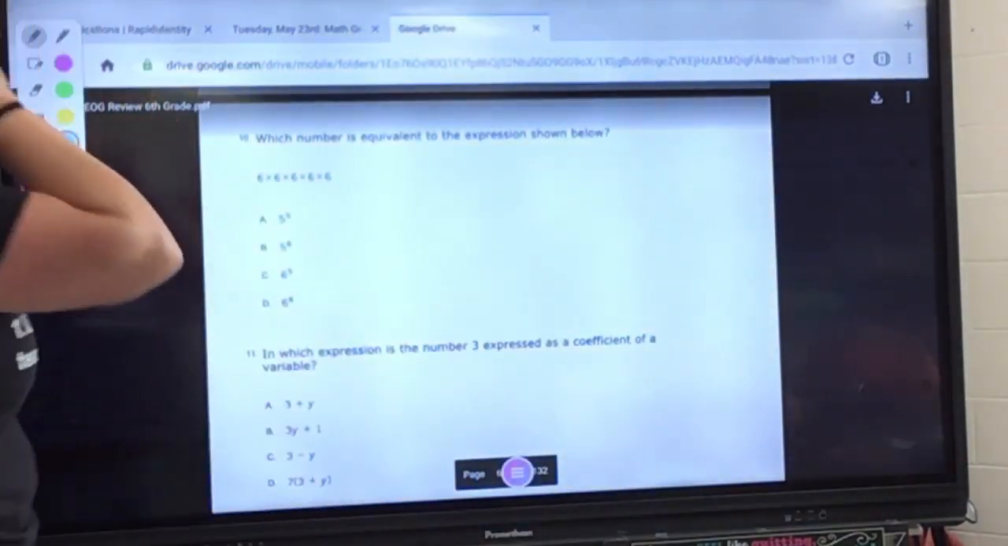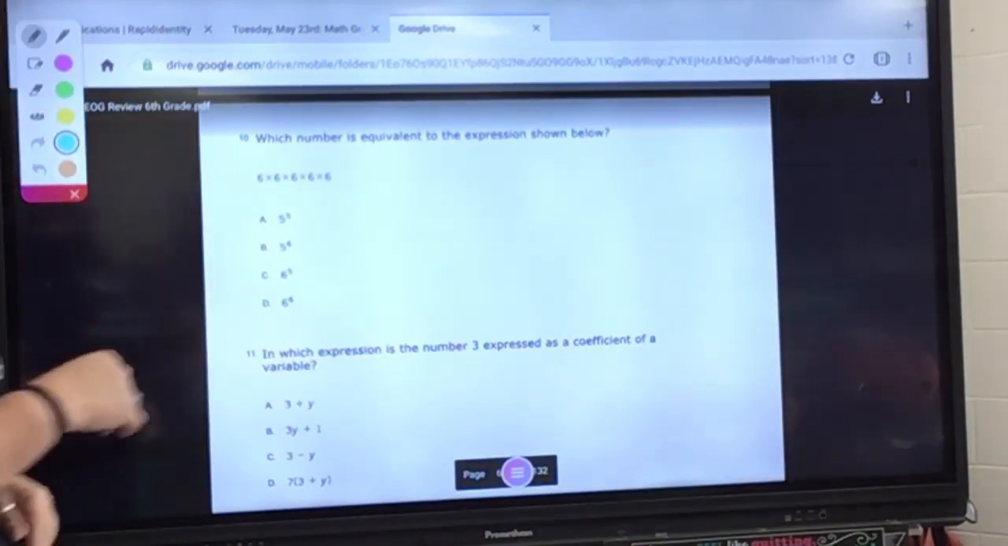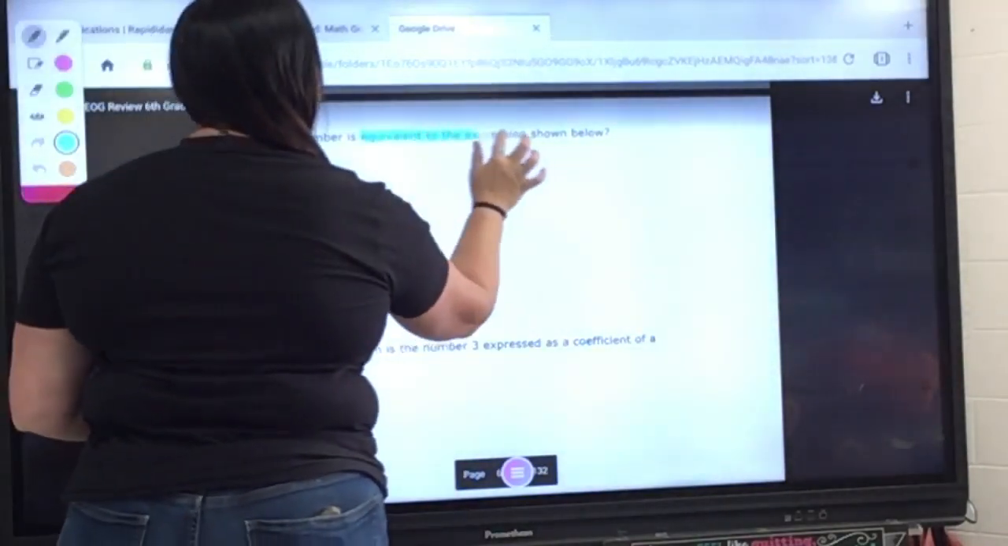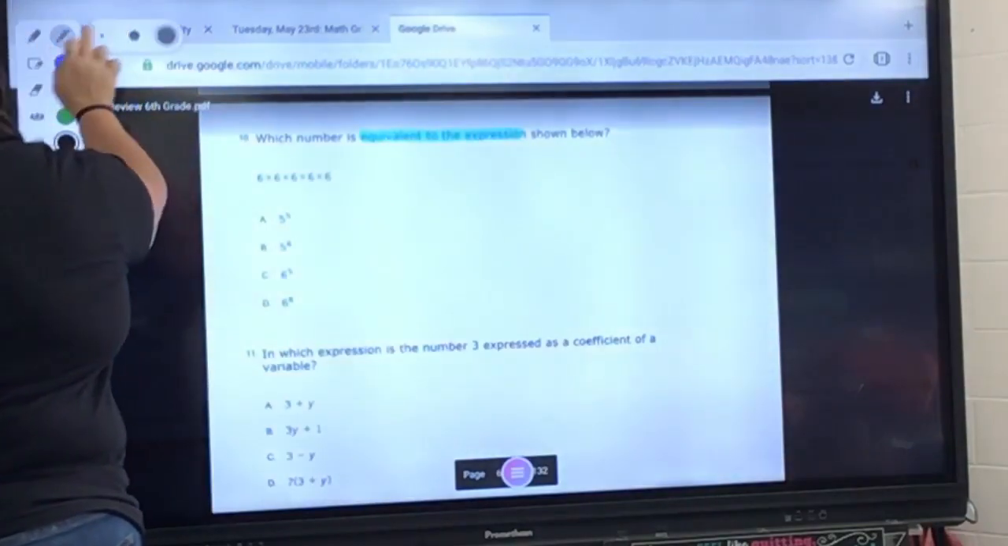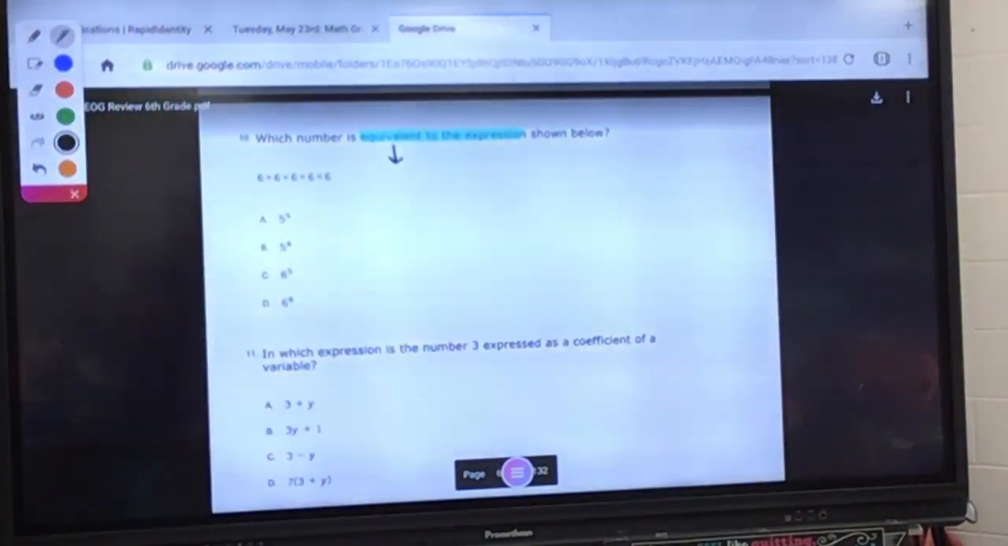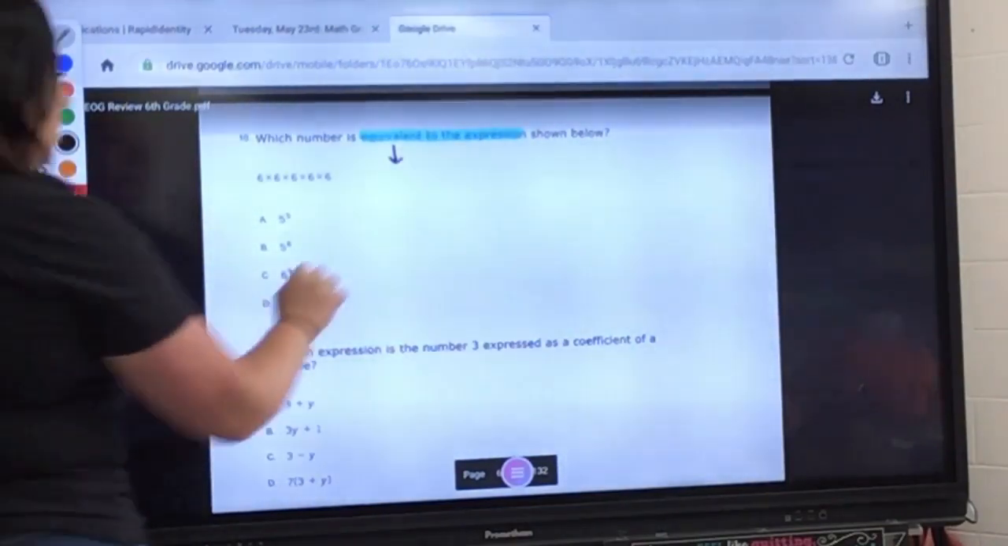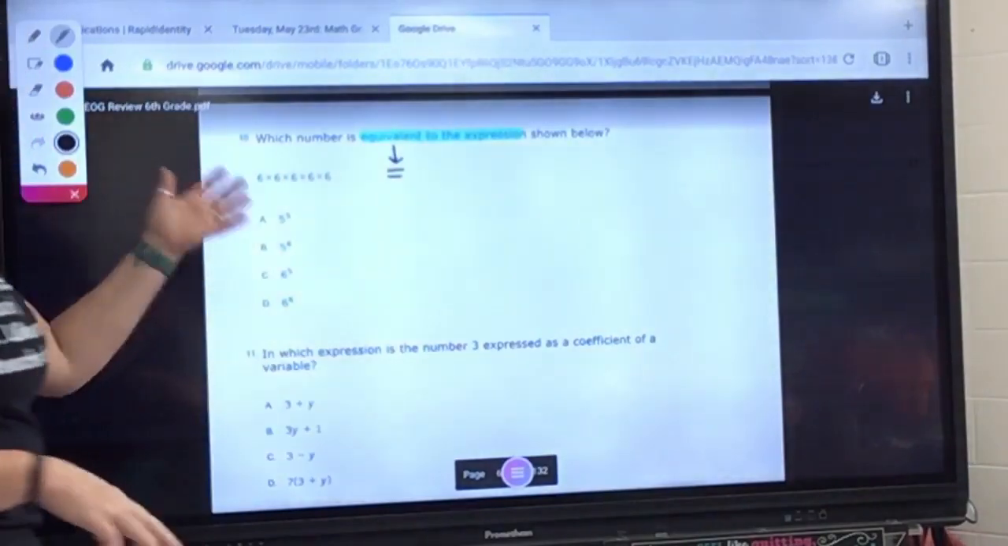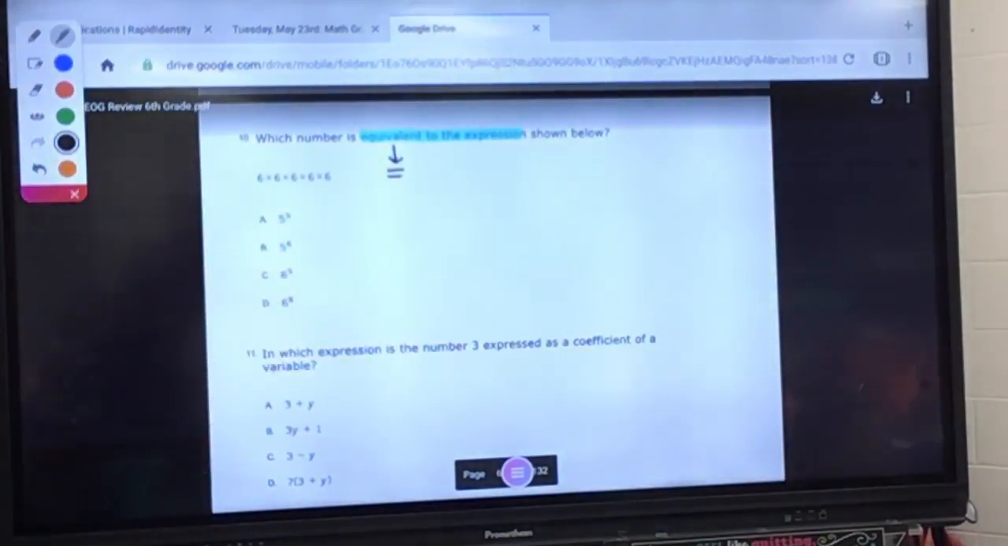All right, number 10 says which number is equivalent to the expression shown below. Equivalent to the expression. What does the word equivalent mean to us? Kaylee, what does equivalent mean? Yes. All right, so we have to figure out which one of these is equal. Which ones can we get rid of right away? Make it easy on us.